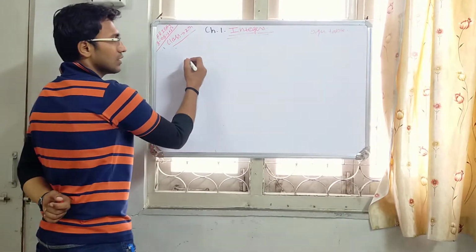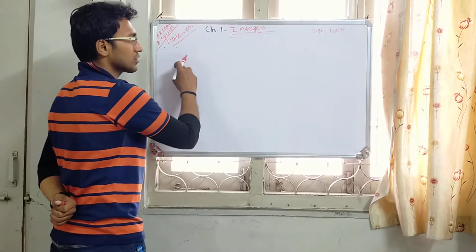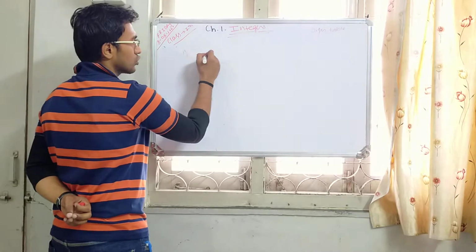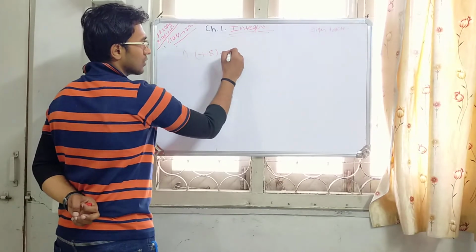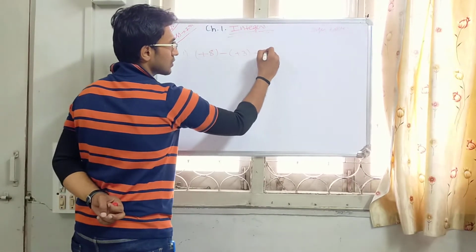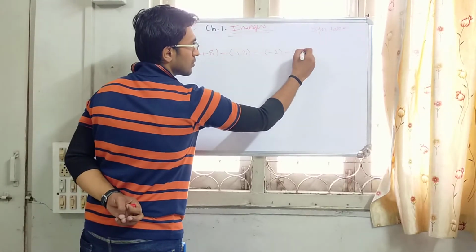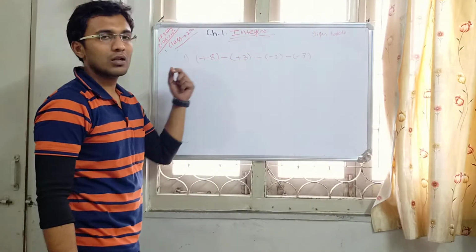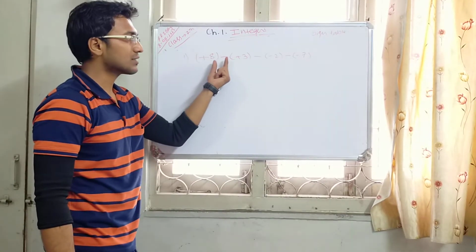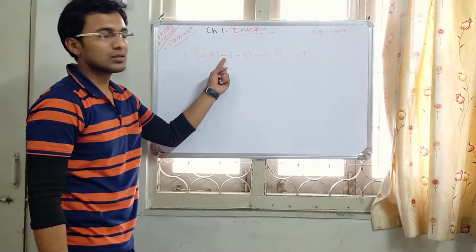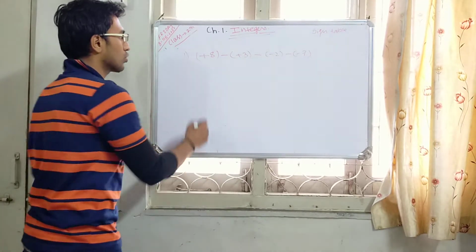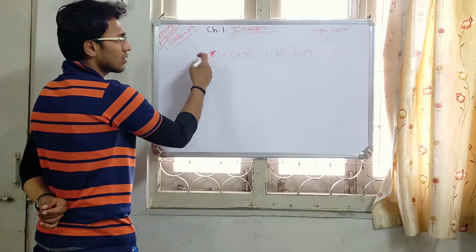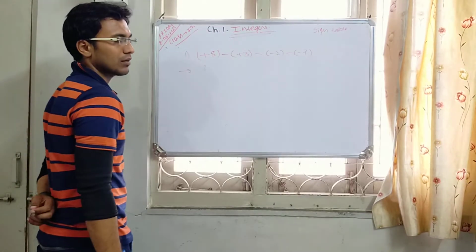Let's take another example which consists of more than 4 numbers. So if I wish to perform plus 8 minus plus 3 minus minus 2 minus minus 7. For performing such operations, we'll compare the bracket sign step by step. Okay. So let's move. This is plus, so we don't need to take anything here. We'll just simply write 8 here.